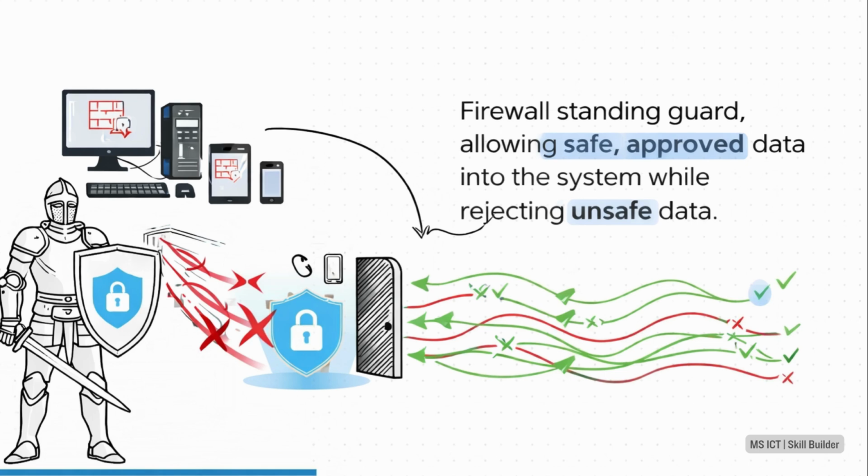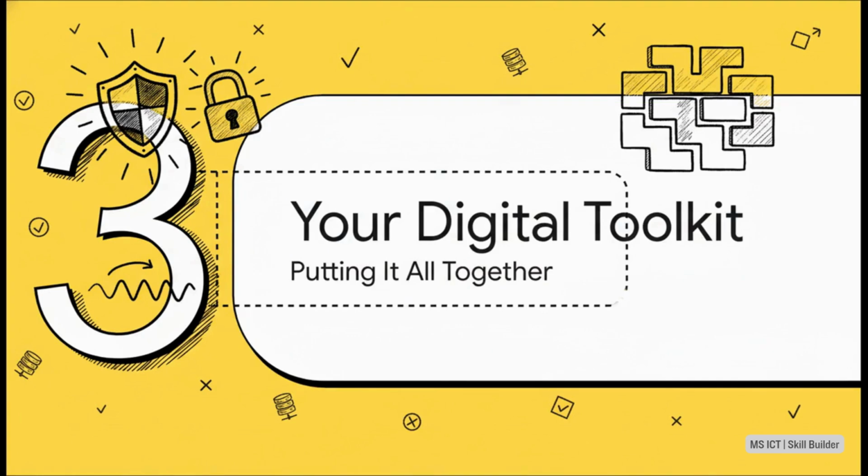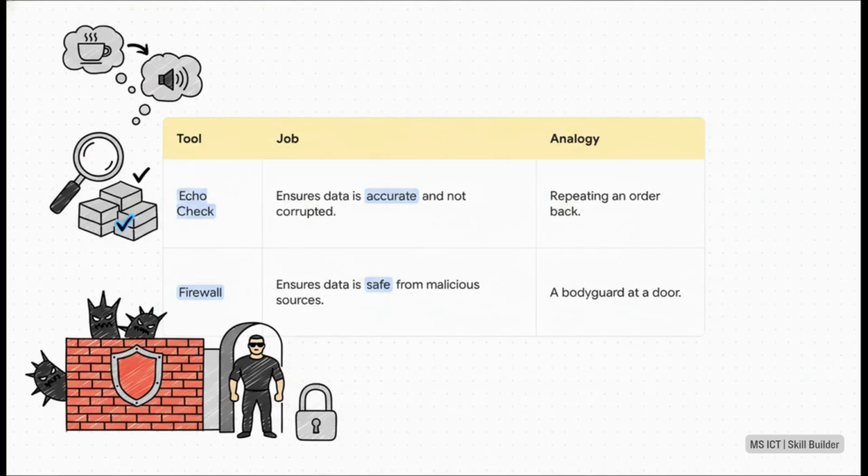So we've looked at two very different kinds of guardians, and each one has a very specific mission. Let's just put them side by side to make their roles crystal clear. All right, let's tie it all together. You've got the Echo Check, which is all about accuracy, making sure the data is a perfect copy, just like repeating that coffee order. And then you have the firewall, which is all about safety, protecting you from outside threats, just like that bodyguard at the door. One ensures quality, the other ensures security, and you absolutely need both.